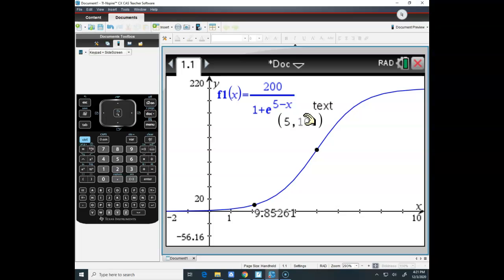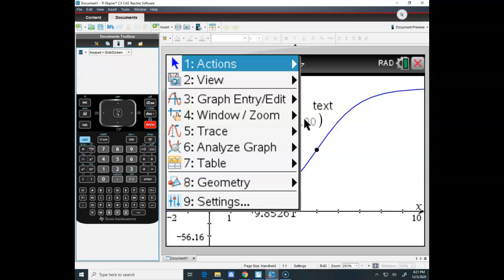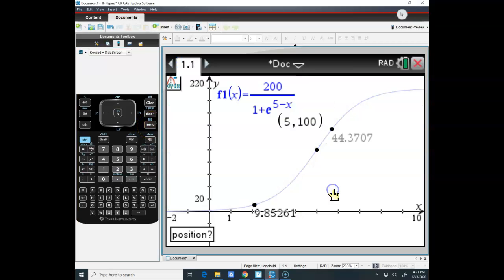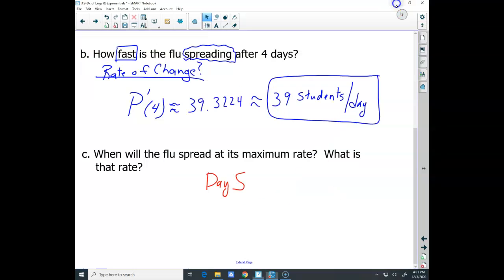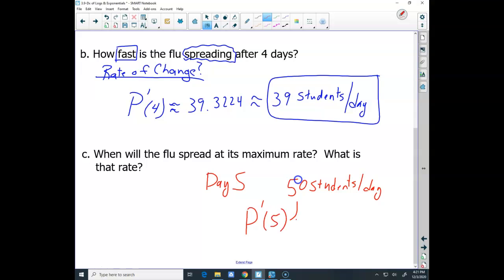But what is my rate of spread? Oh, that's my derivative at 5. That's coming back here and analyzing my number 6, my derivative at position 5, 50. Okay, it's spreading at 50 people per day on day 5. So day 5, that maximum rate is 50 students per day. We really found P prime of 5 to equal that for my maximum rate.